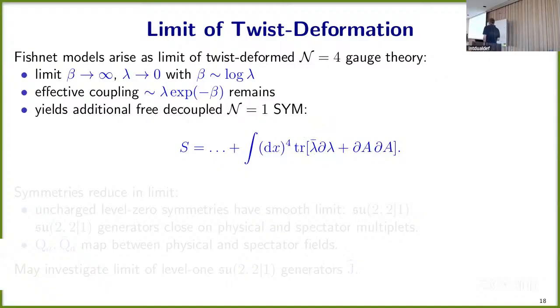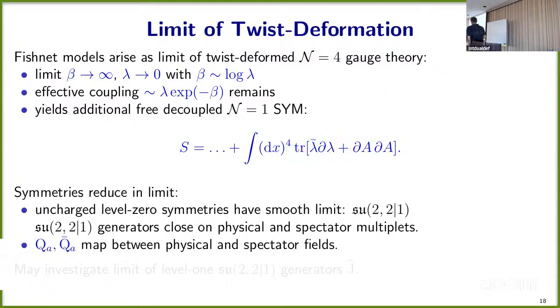But it's important for our considerations because the symmetries will be based on such terms. So, the uncharged level zero symmetries actually have a smooth limit. Whatever remains for the uncharged transformations is just a plain limit. They also map physical fields to physical fields, and I'll call these spectator fields. They map spectator fields to spectator fields, so they don't mix up stuff. They remain as proper symmetries.